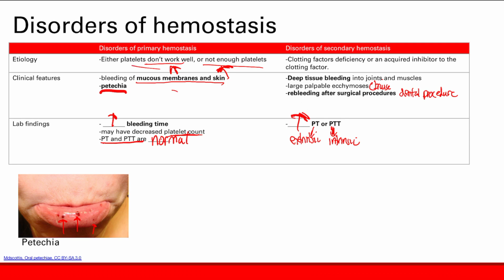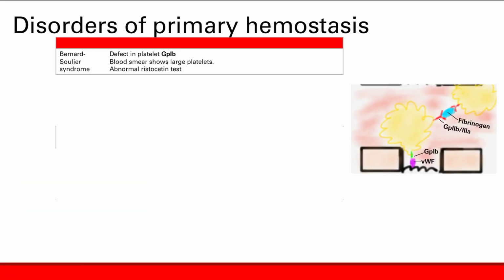You get minor bleeding. Secondary hemostasis, problem with clotting factors. You get larger bleeding. You get deep tissue bleeding. You get large palpable ecchymoses. Okay, you get rebleeding after surgical procedures.